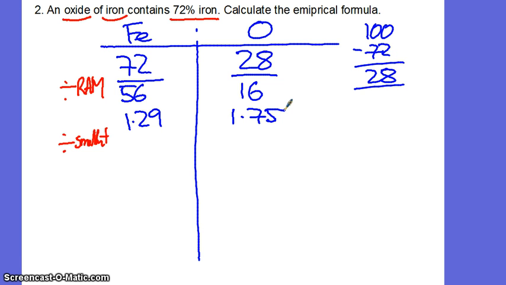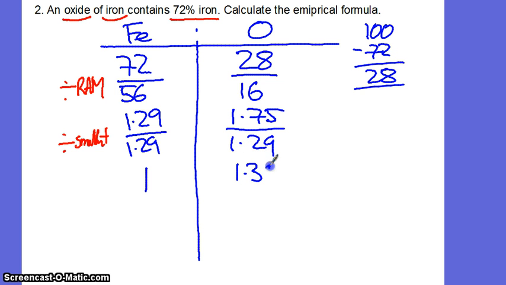Now, these numbers again, we have to deal with by finding the smallest. Now the smallest is clearly 1.29. So 1.29 divided by 1.29, and what we do to the left, we do to the right. So we end up with 1.29 divided by 1.29, which gives 1. 1.75 divided by 1.29, that gives 1.36.